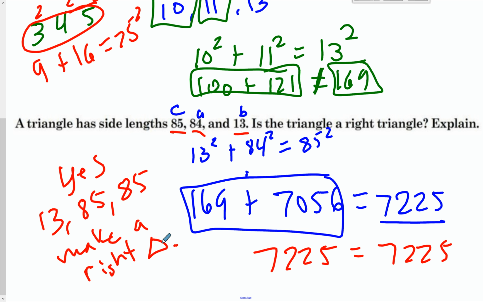So you don't even have to draw a triangle. If you want to draw a triangle, you can. Just label the small one the smallest number, medium one the medium number, and always across from the right angle will be the largest number, 85, which is your C, your hypotenuse. So that's how you identify a right triangle.